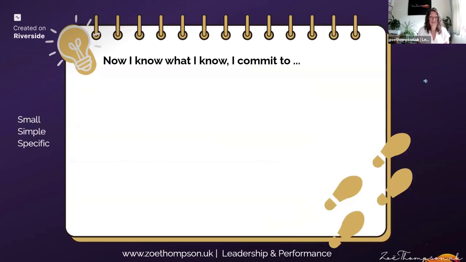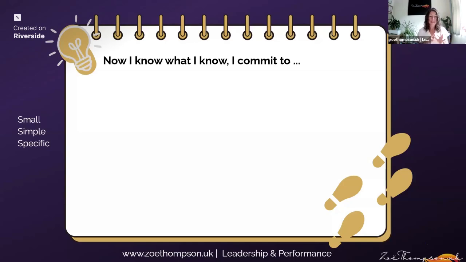Okay. I mentioned at the beginning the light bulb and next steps. The light bulb is something that you've learned, something that's resonated with you, maybe something that you already knew that you needed to hear and be reminded of. We turn the learning into a next step. That's why we have the light bulb. It's why we have the footprint. Now I know what I know, I commit to. How will you turn the learning into action?